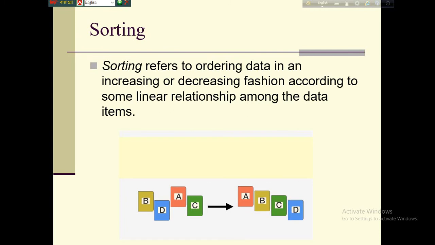Okay, another concept, sorting. If you want to arrange some data of the same type in ascending or descending order, then it is called sorting. Here we see an example: B, D, A, C is not arranged in order, but A, B, C, D is arranged in sequential order. Obviously it's in ascending order in this example.